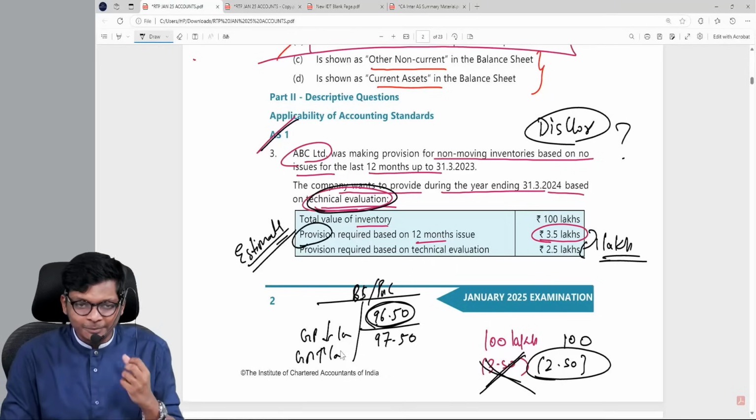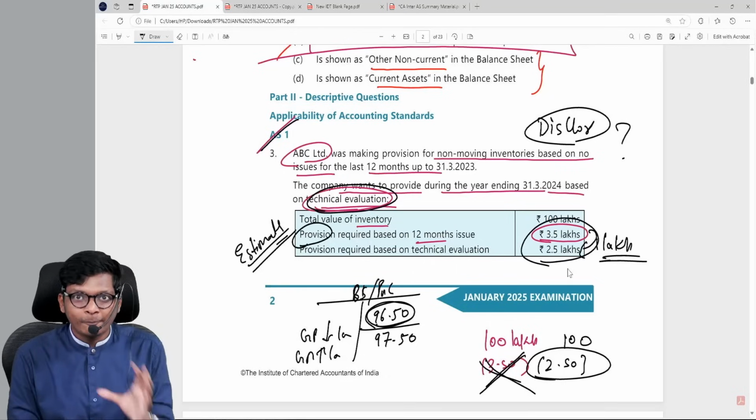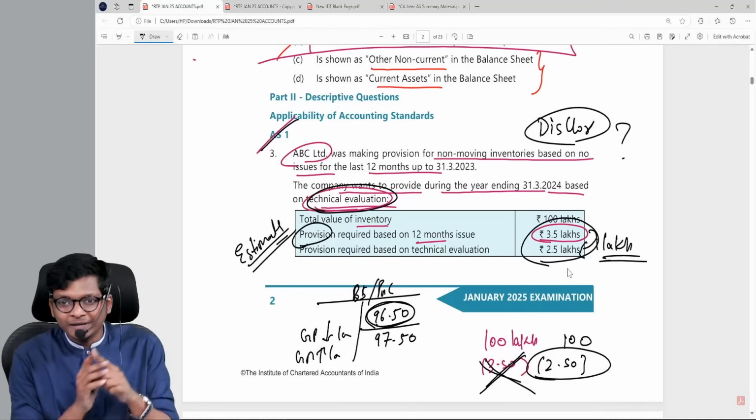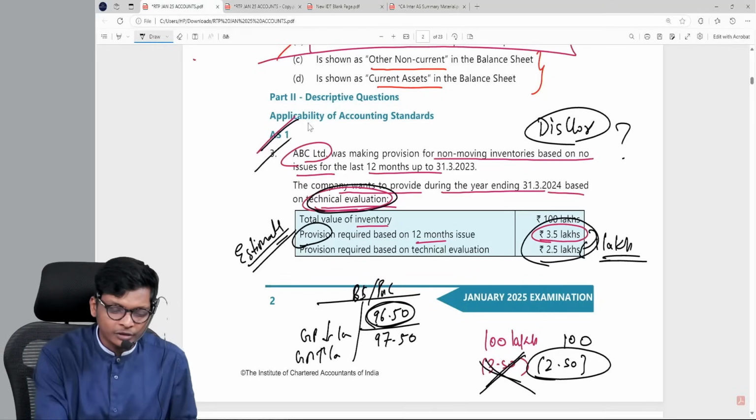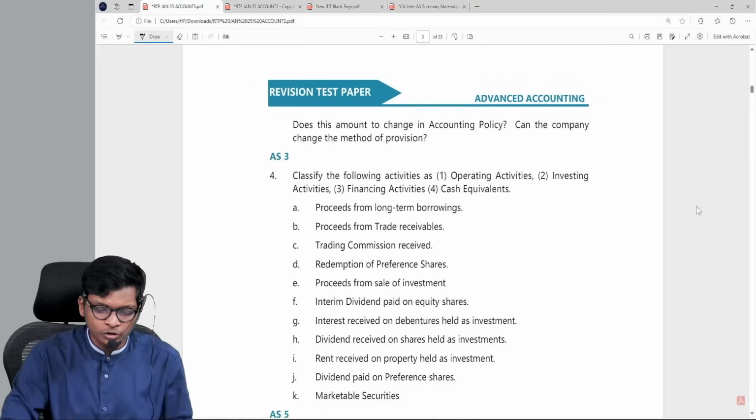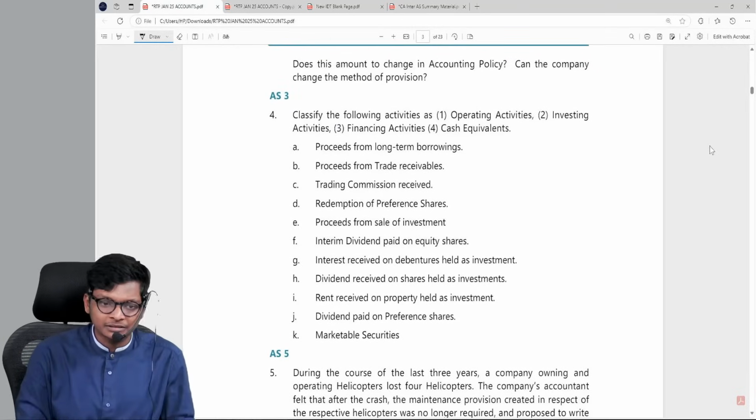Profit controlling, the biggest element is stock. Provisions, they will play with that. That's why income tax disallows everything. Income tax doesn't allow all of this. Are you following, guys? This question has been there for so long. AS2 is not there in this RTP.